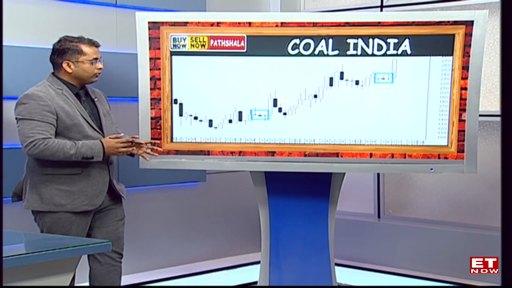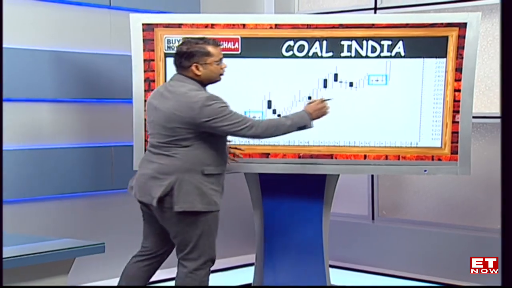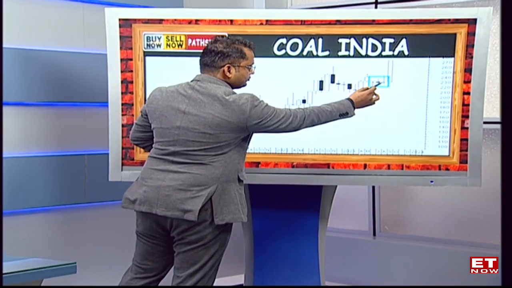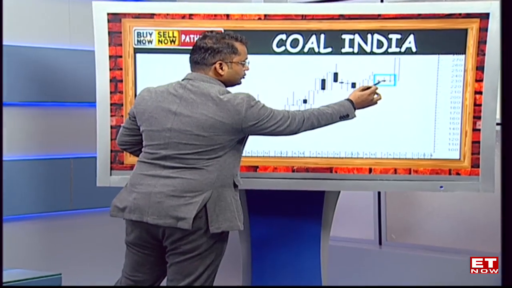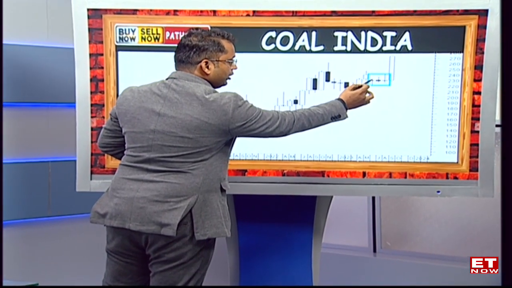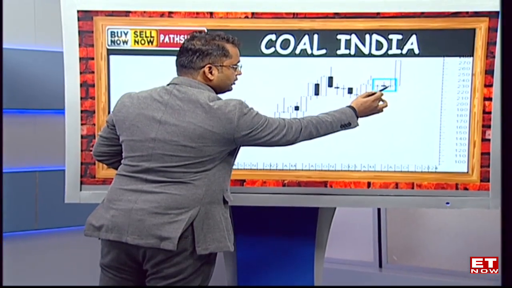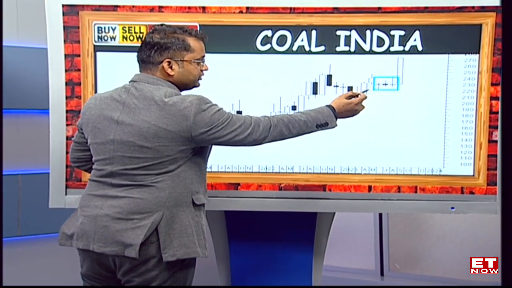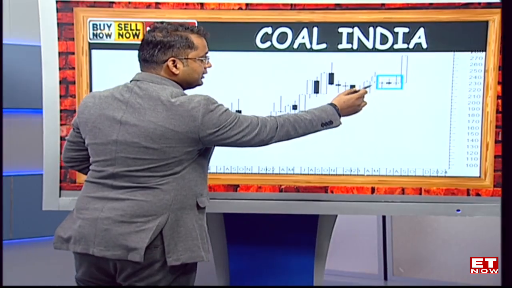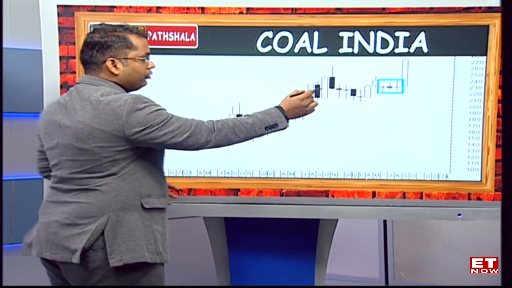Now, what's classical about the charts for Coal India is these 3 candlestick patterns, and whenever the stock gets into 3 months of consolidation, which means the range for the stock is restricted to maybe 4% to 5% on a monthly basis, post that we see a very big breakout in the stock price.